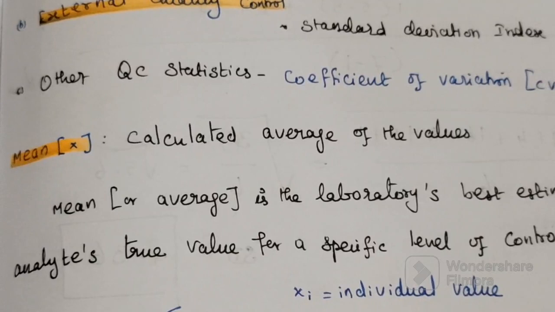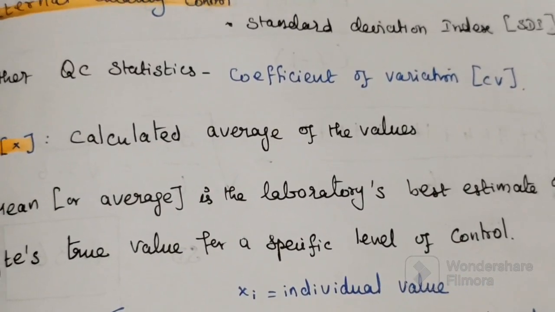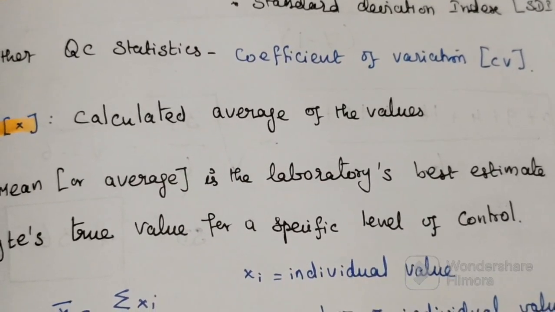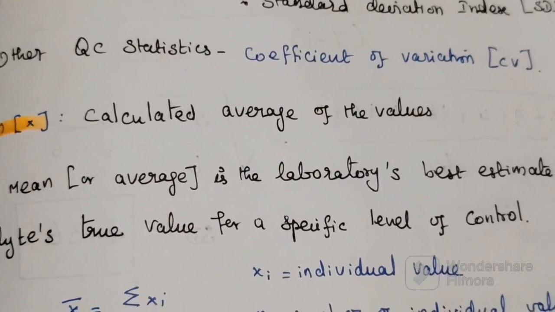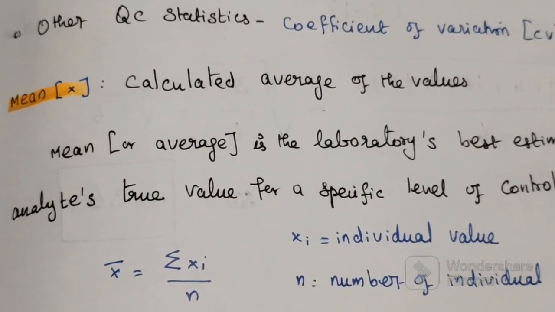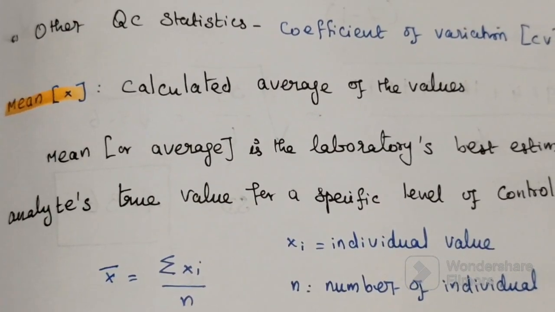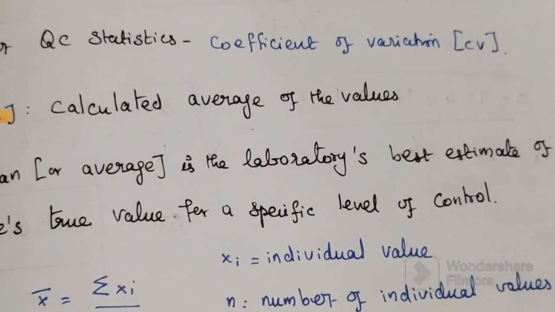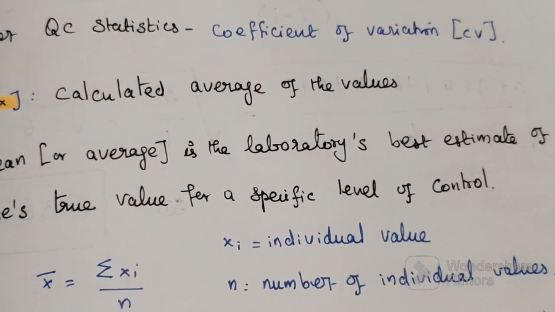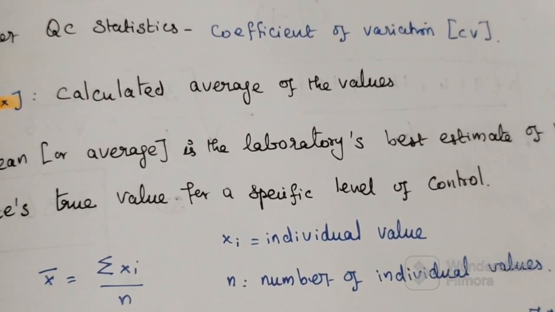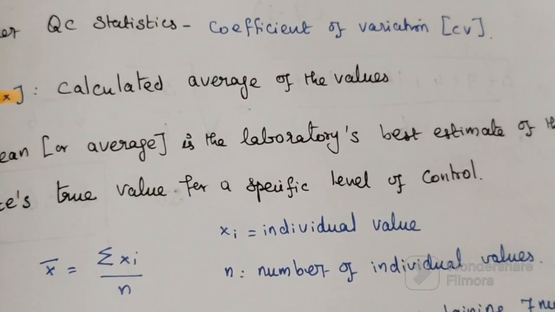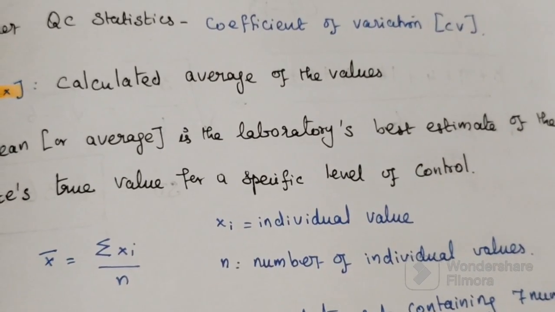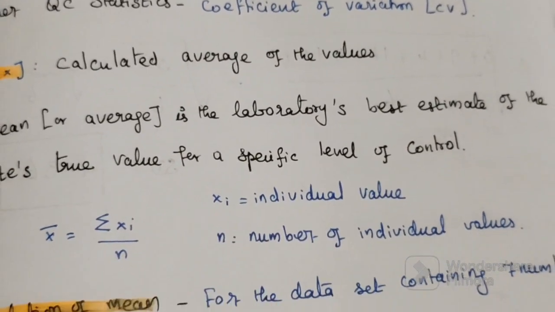What is mean? It is the calculated average of the values. It is the laboratory's best estimate of the analyte's true value for a specific level of control, and it is calculated by using this formula.